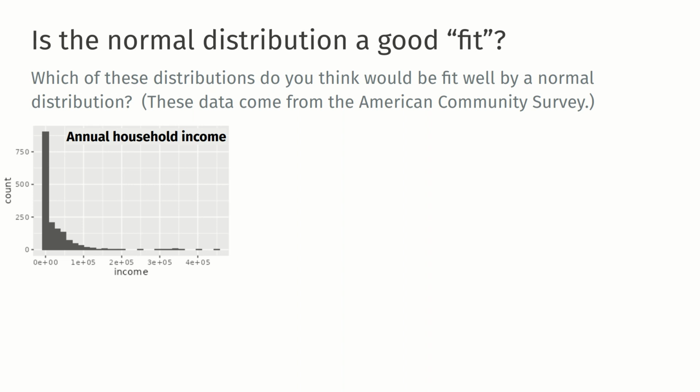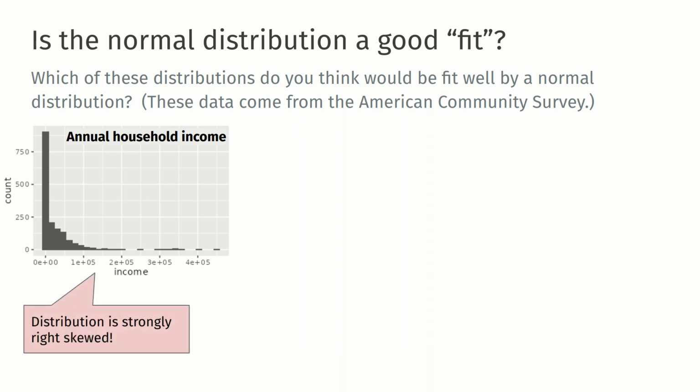And while you might argue that maybe this is sort of a half bell curve, a bell curve that's been chopped off at the bottom, this distribution is strongly right skewed. So this is a case where the normal distribution would not really be able to accommodate the shape of this distribution here.